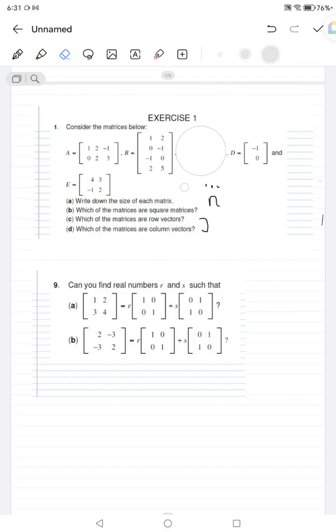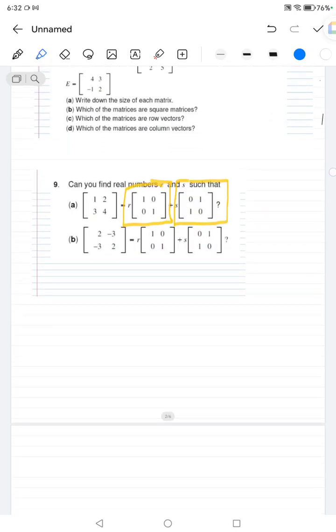Then let's just continue with this question. So let's just say maybe you're given a question that says, can you find the real numbers R and S such that you have something that looks like this? As you can see, what they're basically doing this side, they're multiplying your R by this first matrix that you have, and your S by this second matrix that you have this side.